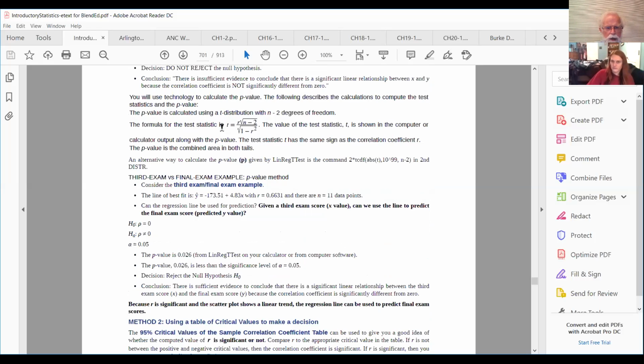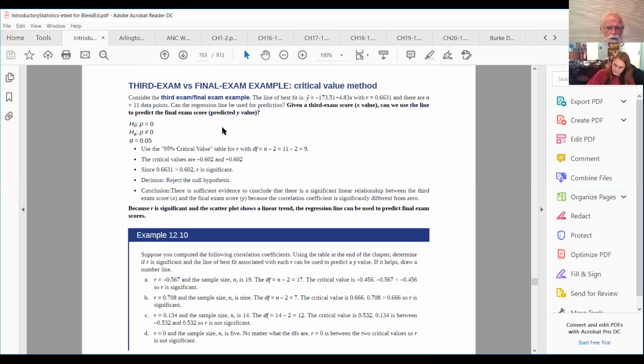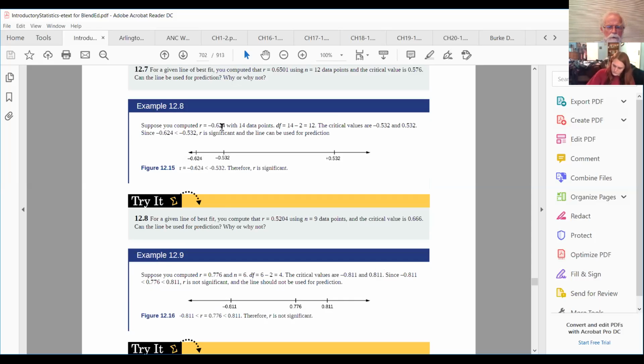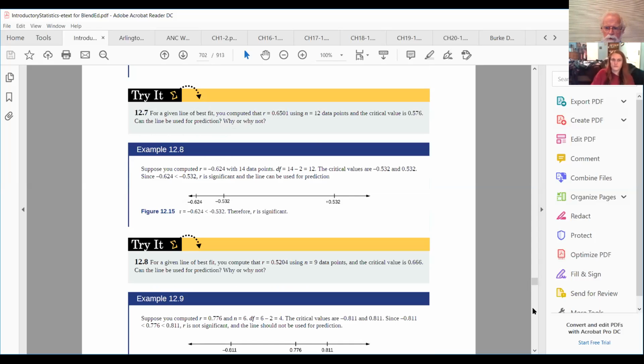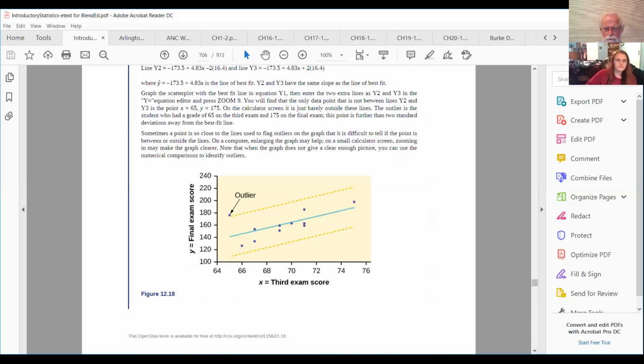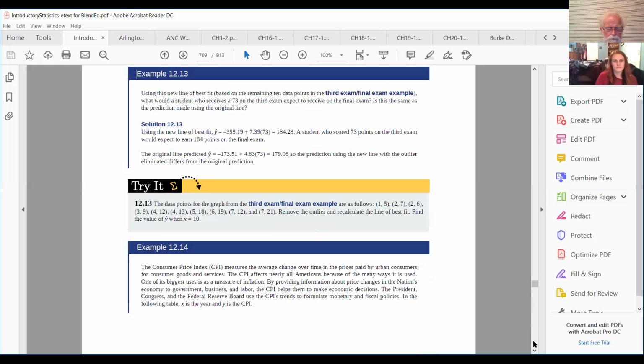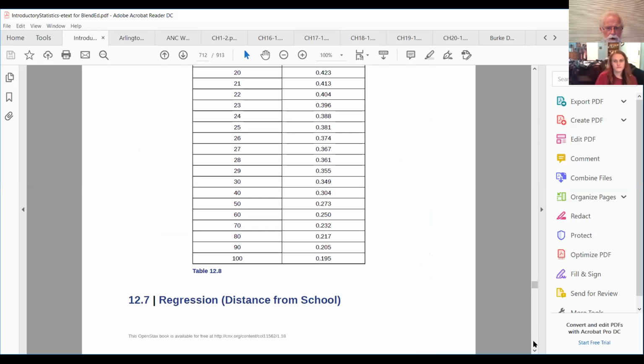Now, you're not going to be asked to do that, but let's take a look at some of these tests. Let's go to chapter 13. I just want to touch briefly on analysis of variance.